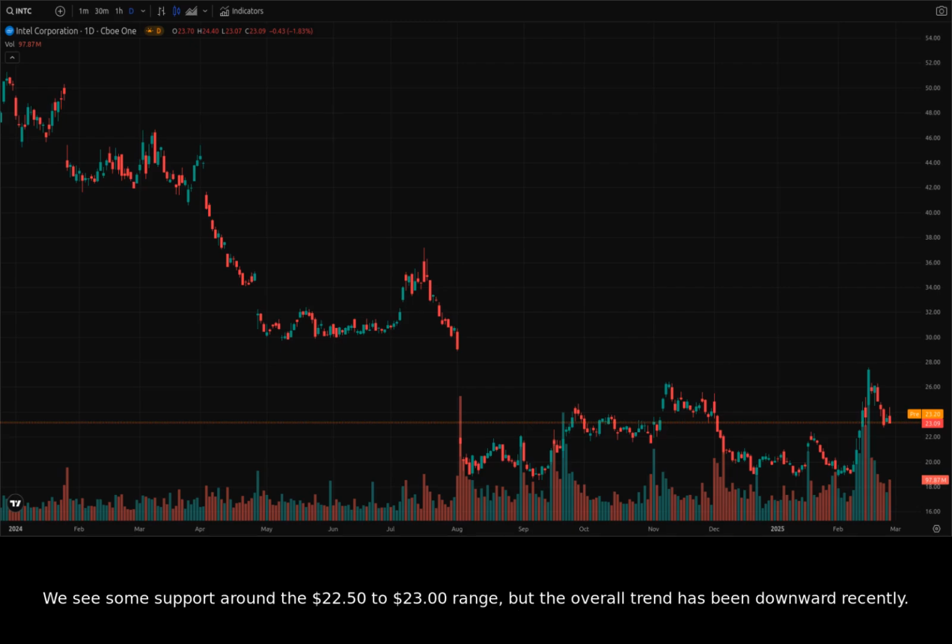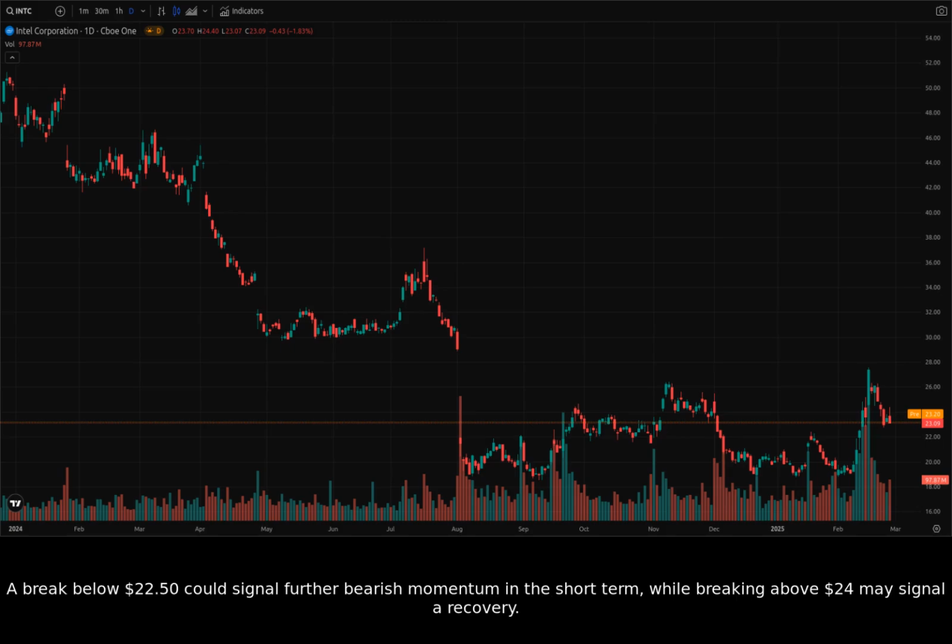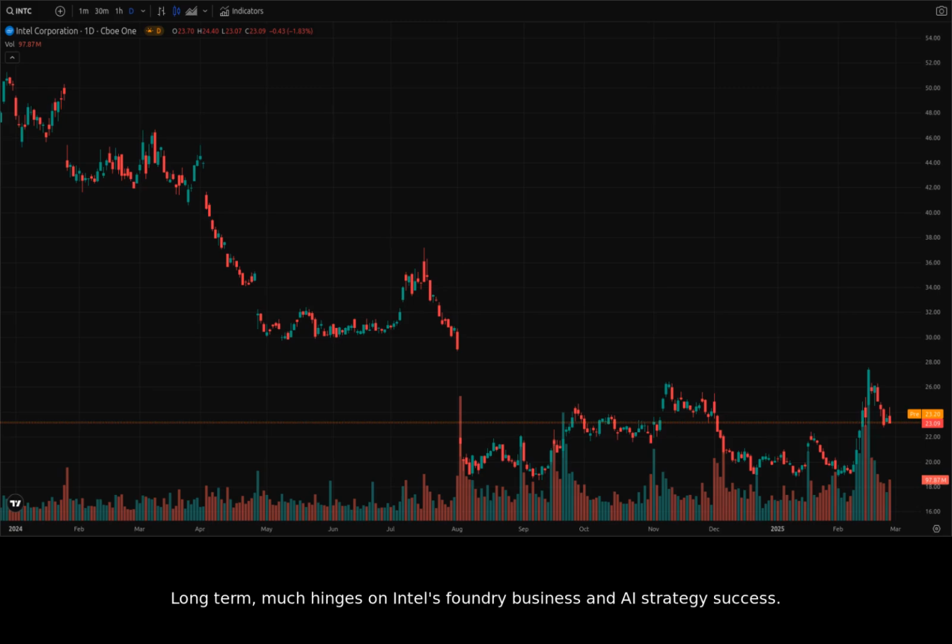We see some support around the $22.50 to $23 range, but the overall trend has been downward recently. A break below $22.50 could signal further bearish momentum in the short term, while breaking above $24 may signal a recovery. Long term, much hinges on Intel's foundry business and AI strategy success.